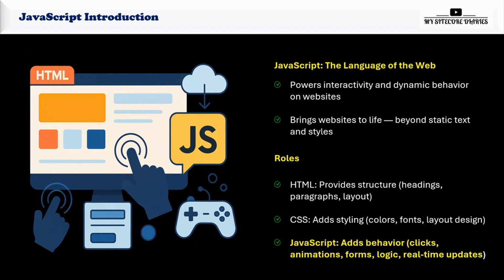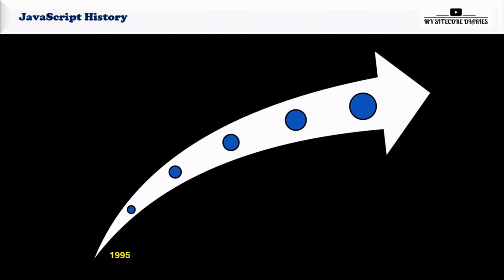So let's now deep dive and explore how JavaScript came into existence and how it has evolved over time. Now that we know what JavaScript is and why it's important, let's quickly walk through its evolution over the years. It all started in 1995. JavaScript was created in just 10 days by Brendan Eich at Netscape. It was first called Mocha, then LiveScript, and finally it became JavaScript.